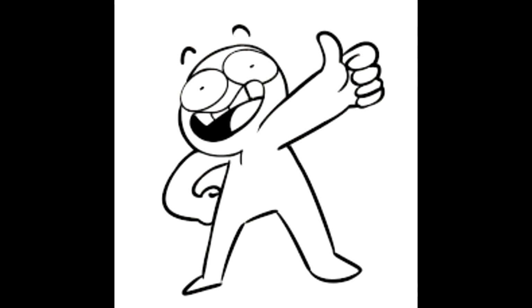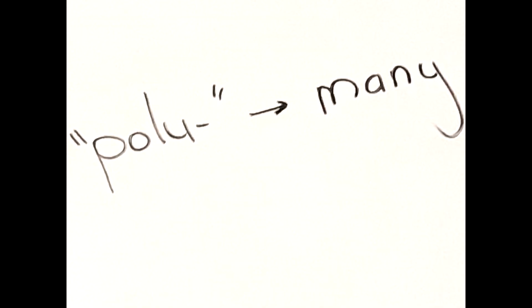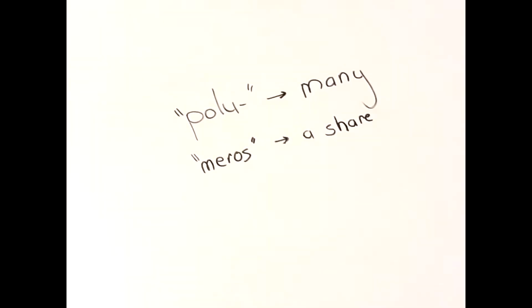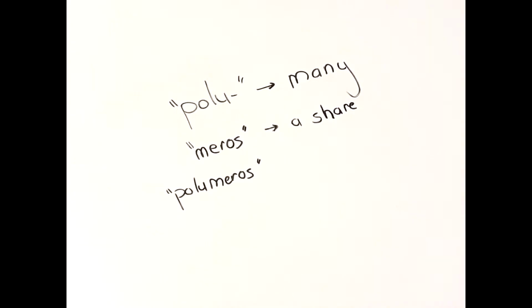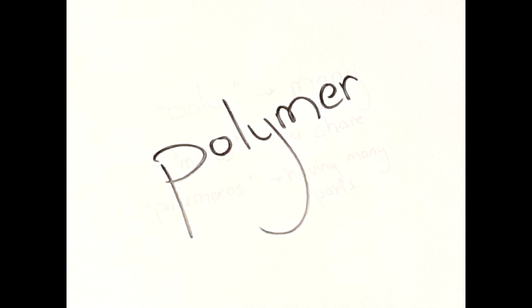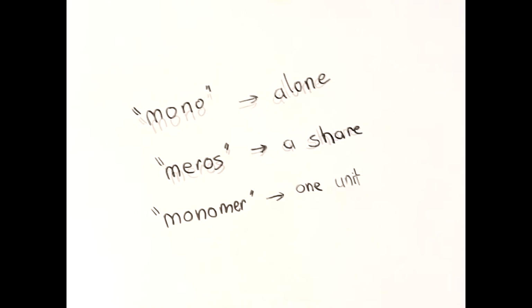I am fully aware that there are people in the audience that don't speak Greek, so allow me to translate. Polou is the Greek word for many, whilst meros is defined as a share. When these two were added together originally, it became polymeros, meaning having many parts. Polymeros eventually became the word polymer as we know it today. The word monomer consists of the two Greek words monos and meros. Monos, when translated, means alone. Hence, monomer carries the definition of one unit.